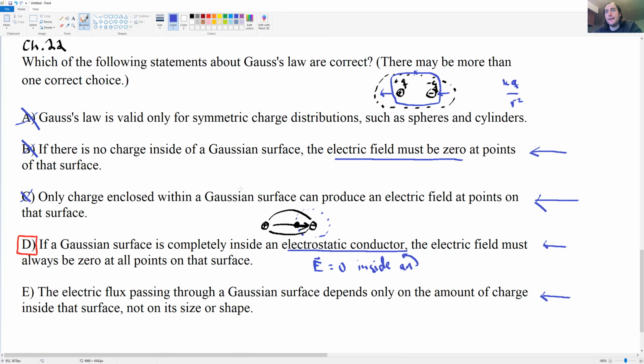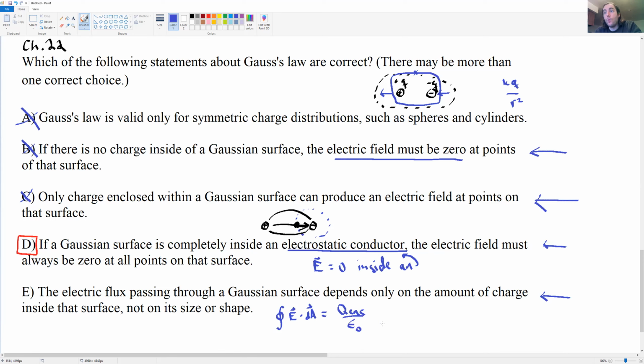Option E, the electric flux passing through a Gaussian surface depends only on the amount of charge inside that surface, not on its size or shape. So maybe at this point we would want to write down Gauss's law. This side of Gauss's law is the electric flux side, E dot dA. I did hear one group talking about this E dot dA integral here. And on the right-hand side of Gauss's law, we have the charge enclosed in the surface divided by epsilon naught.